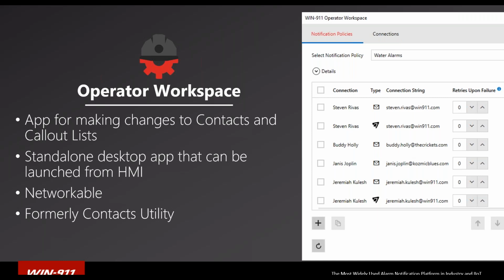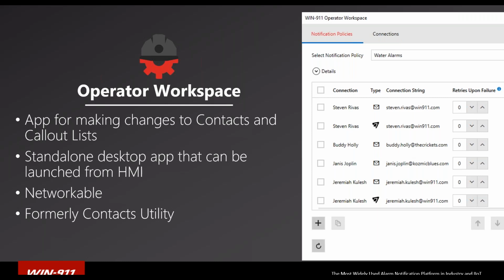Thanks. So we've also updated an app that we created for version 4 called the Contacts Utility. We renamed it to the Operator Workspace and made a few changes to it. You can use this utility when you need to provide a quick and easy way for your operators to make changes to their call-out list or the schedule without opening the full WIN-911 workspace.